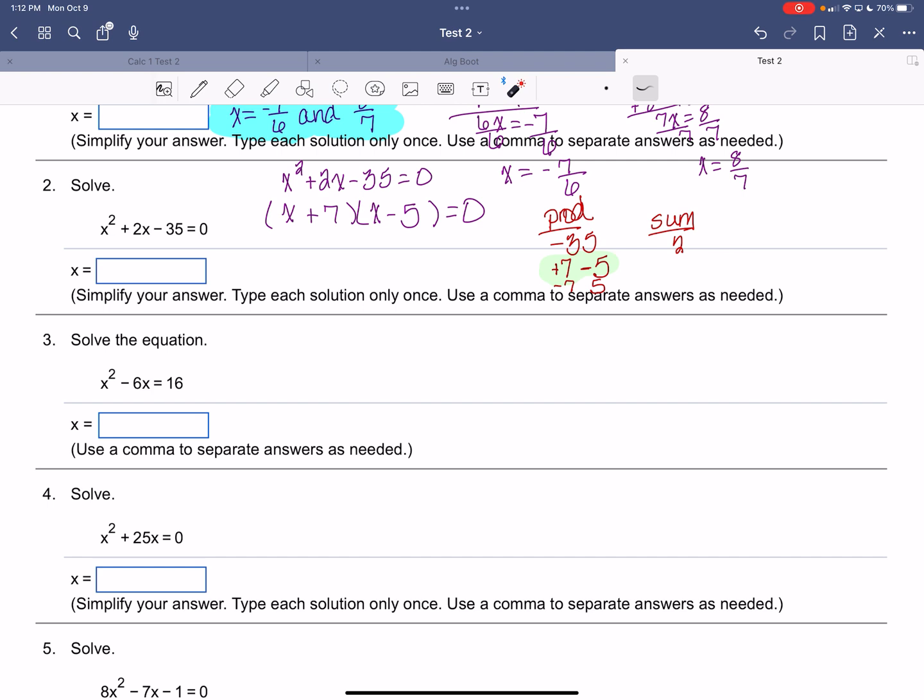Now, I set each one of these equal to 0. x plus 7 equals 0. I subtract 7 from both sides. And I get x equals negative 7. Here I add 5 to both sides. And I get x equals positive 5. Now, these are the numbers I was looking for when I was factoring. These are my final answers right here.